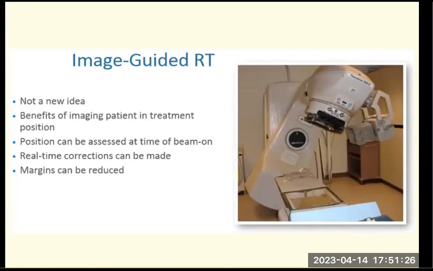So that is why the imaging is done frequently. The position of the beam is altered, and that is done even if the beam is in the on condition. So real-time corrections can be made based on the feedback obtained from the images, by which the margins can be reduced.